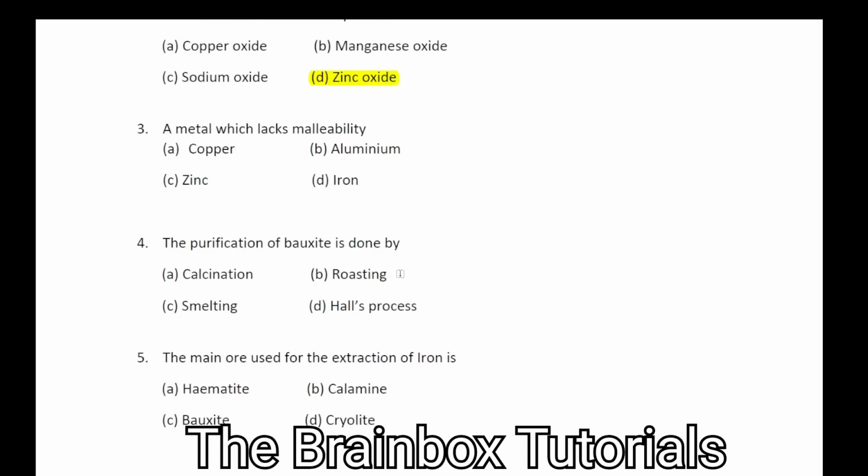Now number 3, a metal which lacks malleability. The options are number A, copper, number B, aluminium, number C, zinc, and number D, iron. And the correct option is number C, zinc.